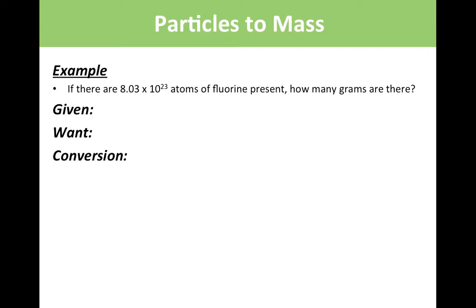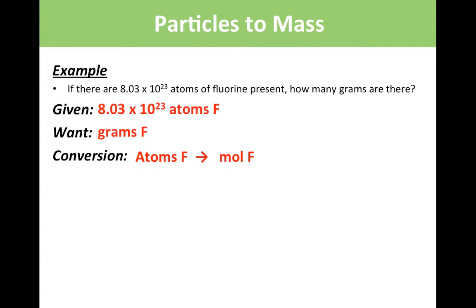So if you are given 8.03 times 10 to the 23 atoms of fluorine, how many grams are there? Now we know the number of atoms, and we need to find out in mass how much fluorine that would be. So you take what you are given, you want the grams of fluorine, and your conversion is from atoms to the number of moles to the mass.